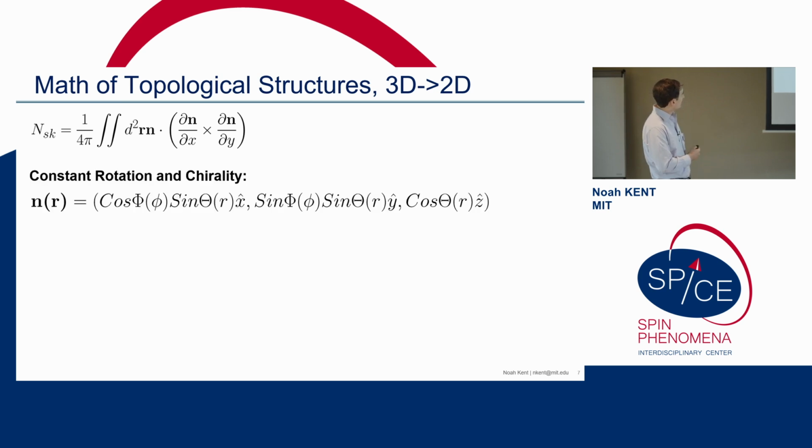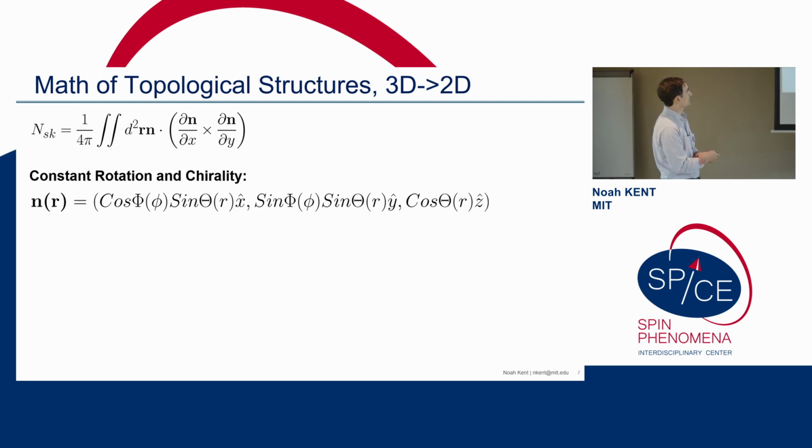So you can parameterize your order parameter with this functional, which means that as you go radially out from your structure, you have a change in the z component of your spin texture. And as you go around the center of your structure, you have a change in the in-plane component of your spin texture. So this turns out to fit most skyrmions, most topological structures.